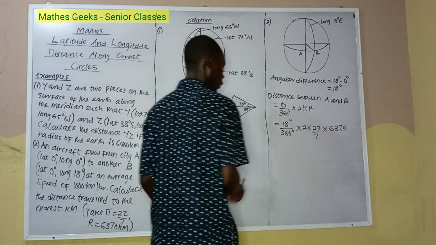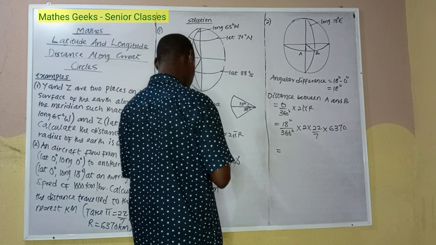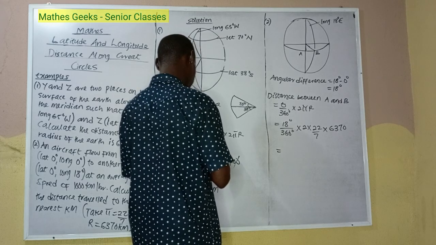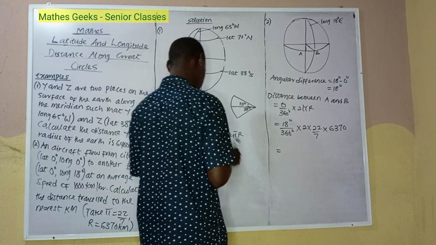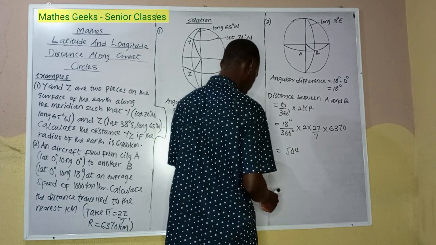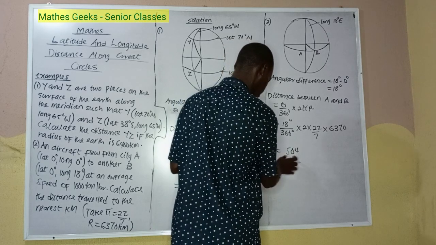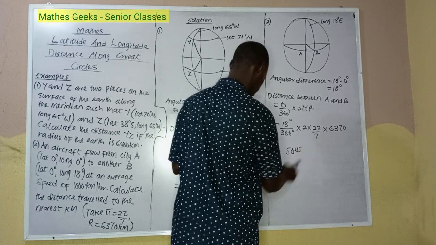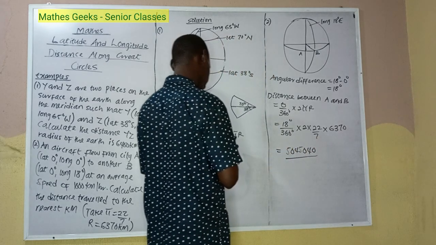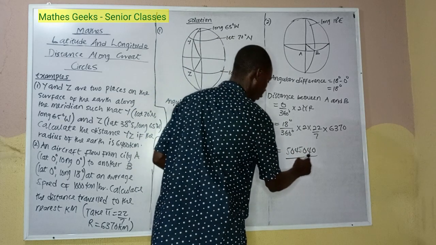6,370. Okay, so let's go. Now 18 times 2 times 22 times 6,370. That's 504, 50,450,000, 5,045,040. 5,045,040. 360 degrees, 360 times 7, 2520.